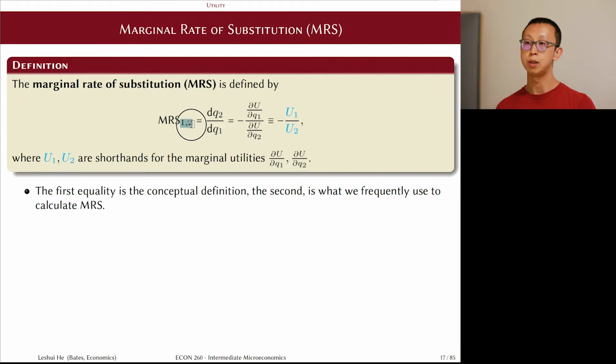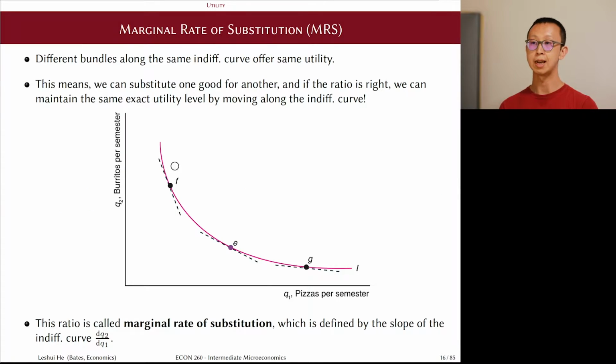And the subscripts 1, 2 represent the order of these two goods. In particular, in this case, we're replacing good 2 with good 1. And the question we're asking is precisely: as I give this consumer 1 extra unit of good 1, how many units of good 2 can I take away from them so that they would remain indifferent? In other words, the first part of this equation is simply the conceptual definition we presented on the previous graph, which is exactly the slope of the indifference curve.